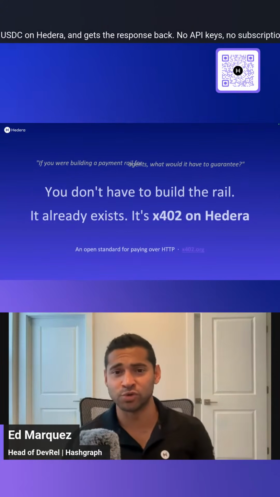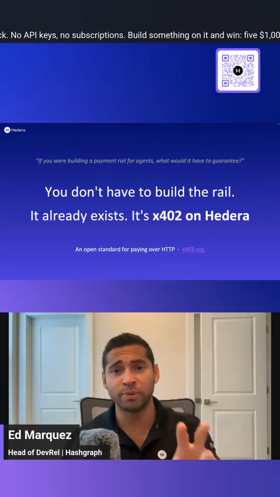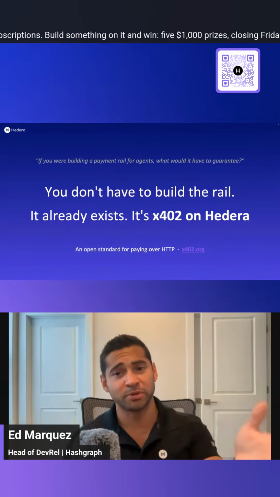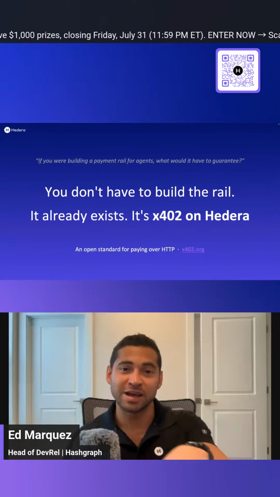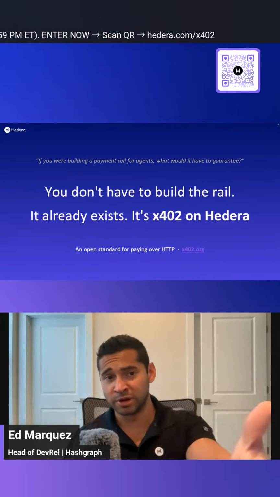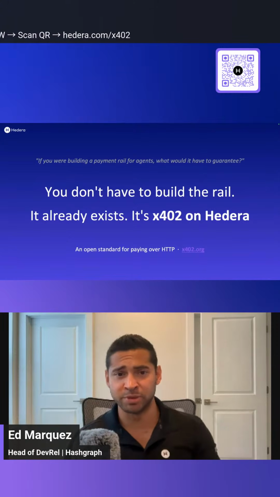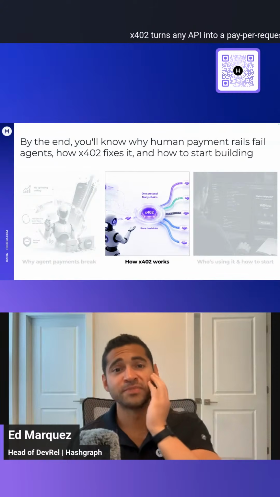It's x402 on Hedera. And x402 is an open standard, right? A protocol that came up in 2025, as we saw, and it finally wires up that status code for 402 that was unused so that agents can pay over HTTP. So let's go over this first, and then we'll come back to the question about the guarantees.